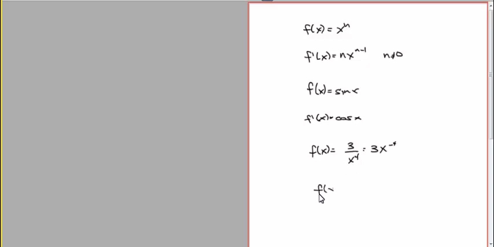Likewise, if you have a square root or say a cube root of x, we have to rewrite that as x to the 1/3 power. So the square root is x to the 1/2 power, and the fourth root is x to the 1/4 power. So that's how those work.